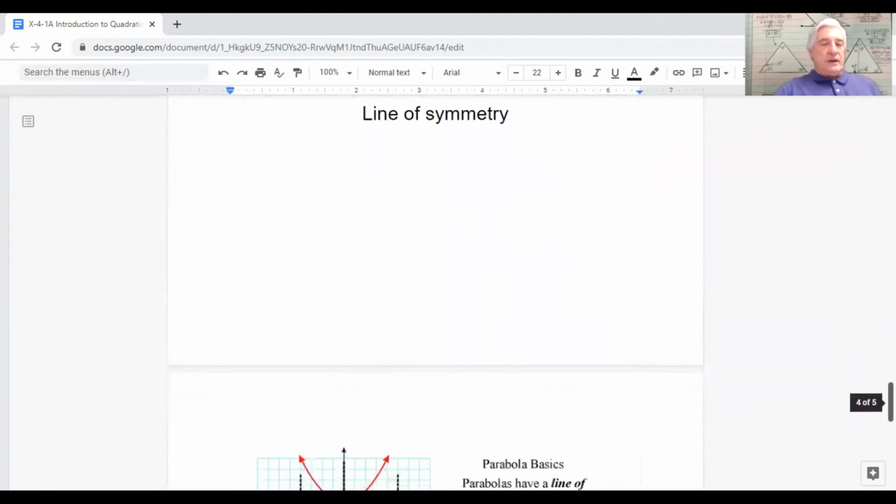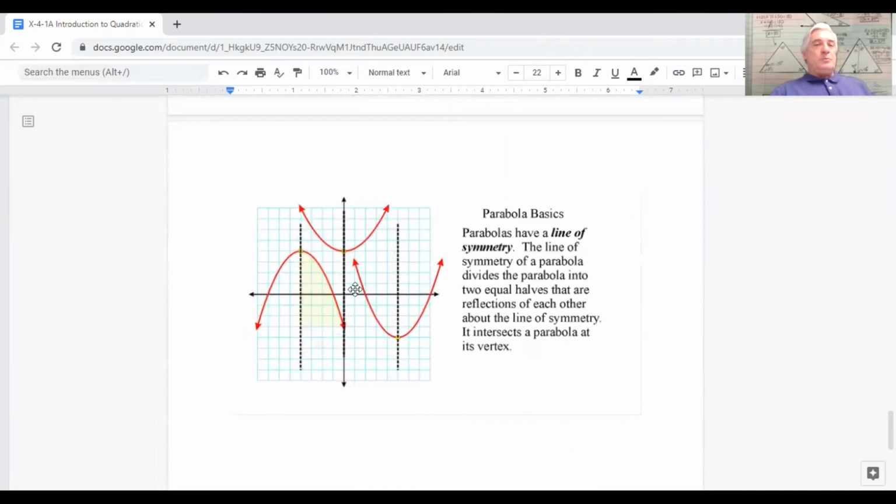We have a line of symmetry. Each parabola is symmetric about a line. That line goes straight down through the vertex. Sometimes the line of symmetry is the x-axis. No? Do you see any of those parabolas sideways? No, if it were sideways, it wouldn't be a function. You know that from the first chapter. So we're only going to talk about parabolas that go up, parabolas that go down. So the axis of symmetry could be the y-axis, but it would never be an x equals anything.